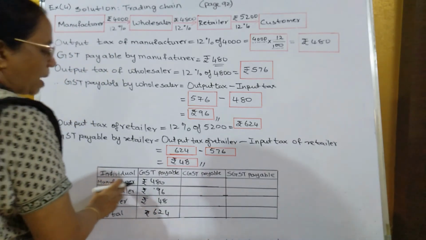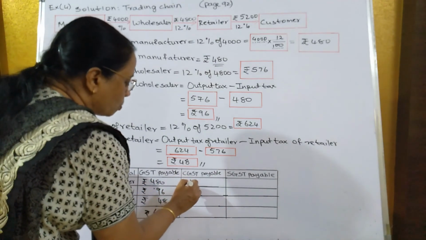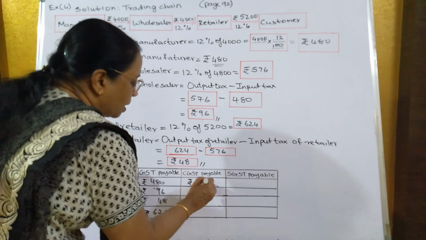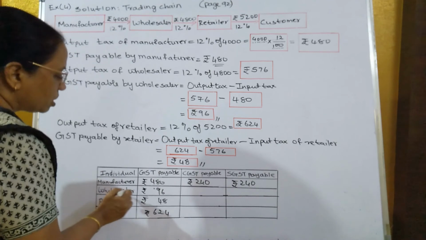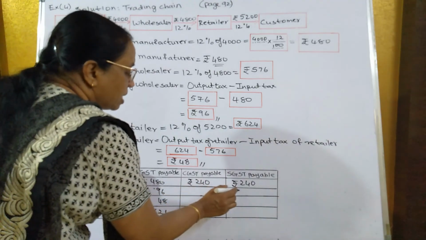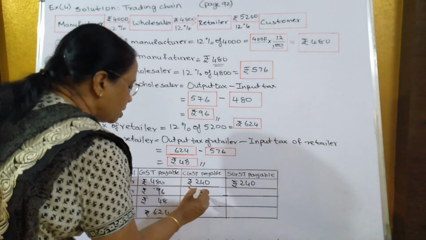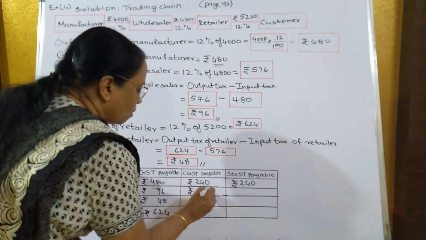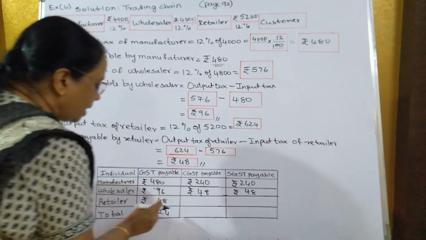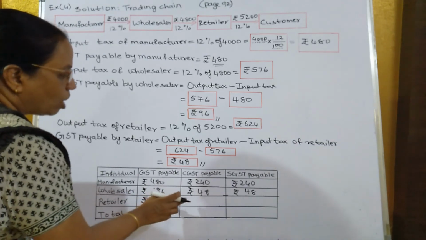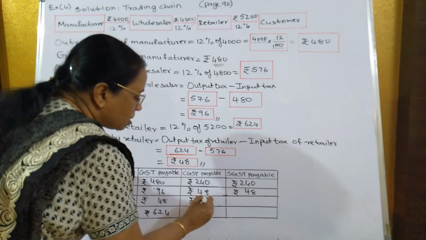So the total is 624. The manufacturer paid CGST how much? Half of this, which is rupees 240. And SGST will also be rupees 240. Same way the wholesaler paid CGST and SGST half of 96, which is rupees 48, and here also it will be rupees 48. Next, the retailer paid how much to CGST and SGST? Half of 48 is rupees 24.